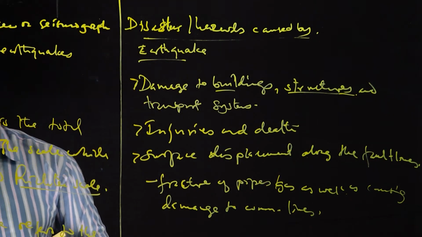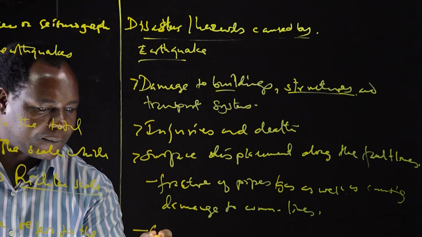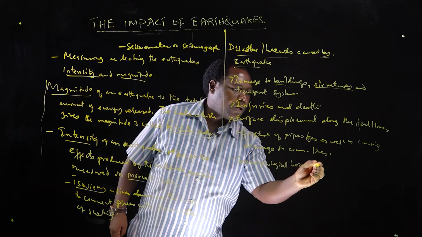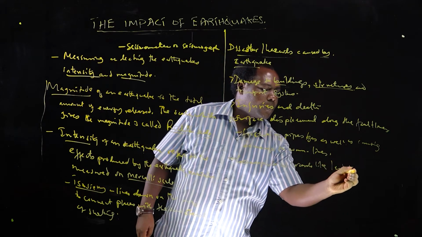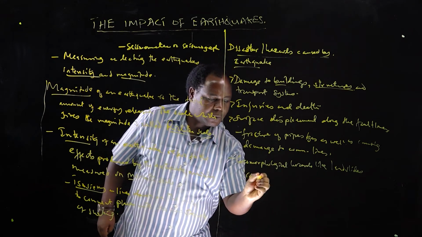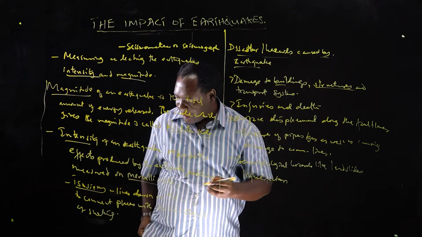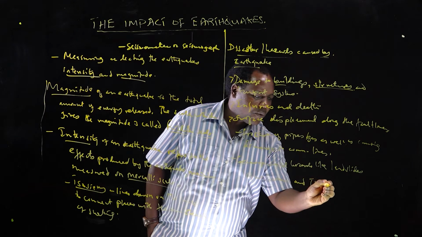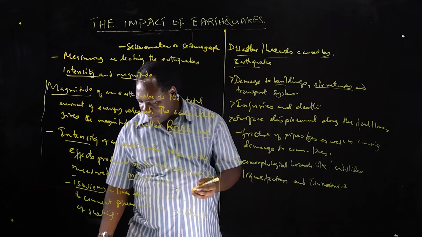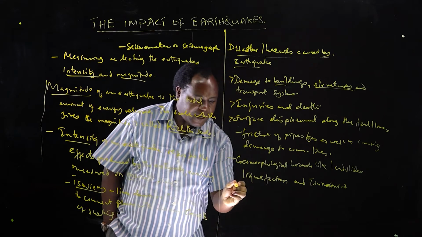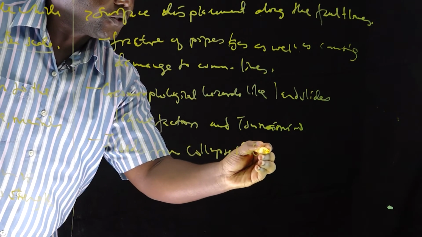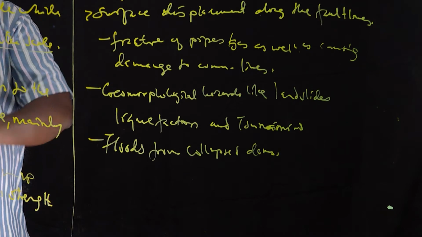And the other one, we have geomorphological hazards, like landslides, liquefaction, and tsunami. This is the wave that passes via the ocean floor. And sometimes floods from collapsed dams. Because of the shaking, the dams also are collapsing, therefore water overflows.